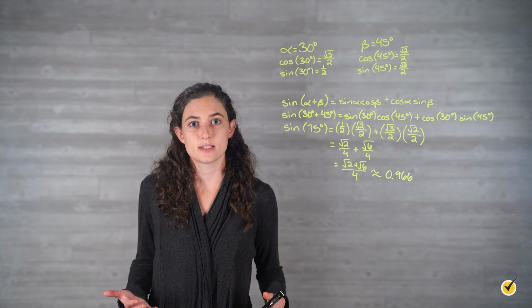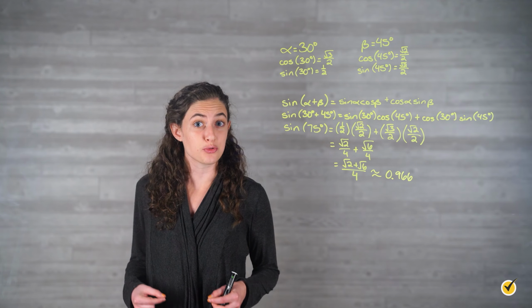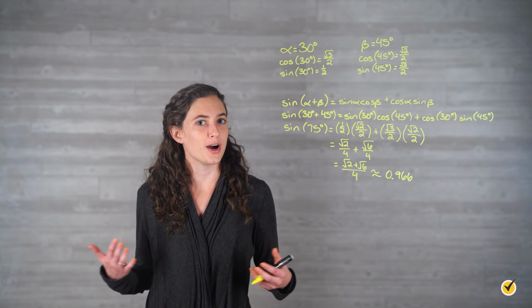When taking a standardized test, if you see the word exact in reference to a problem like this, then you'll know how to do this process. What if we want to find the exact value of the cosine of 75 degrees? We have a sum identity formula for that too.